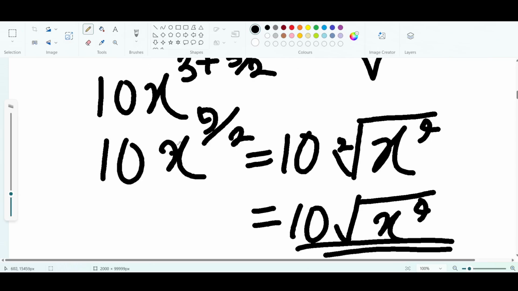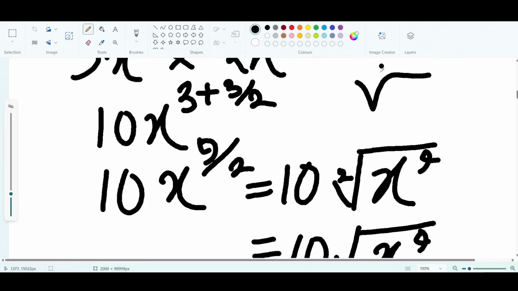And also you should note that the coefficient is different from the base. So when you are applying the law, you apply the law only to the base, not to the coefficient, because the coefficient is different from the base. You see, when we are applying this law here, we did not put this 10 inside the radical sign. We call this the radical sign. We don't put the 10 inside the radical sign, because it does not have the same power as this. This is a coefficient and this is a base carrying this power. So the law is going to be applied to the base.